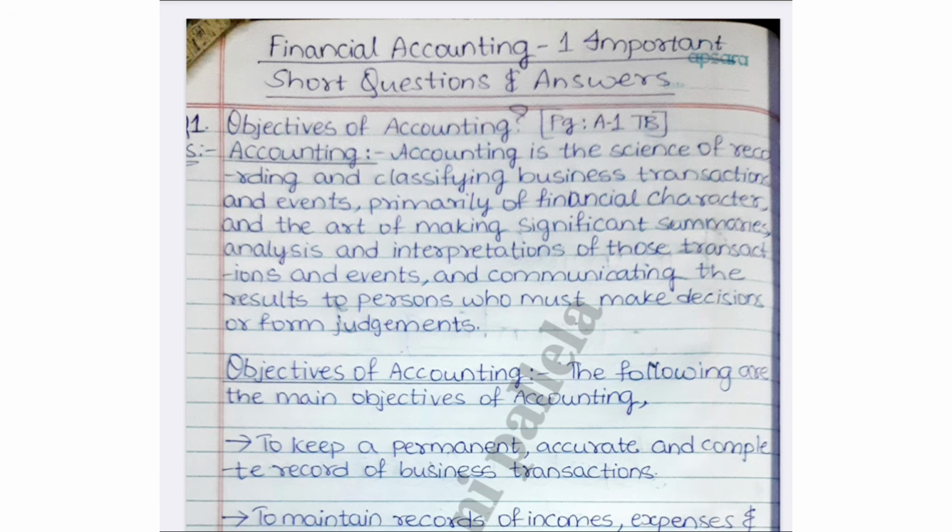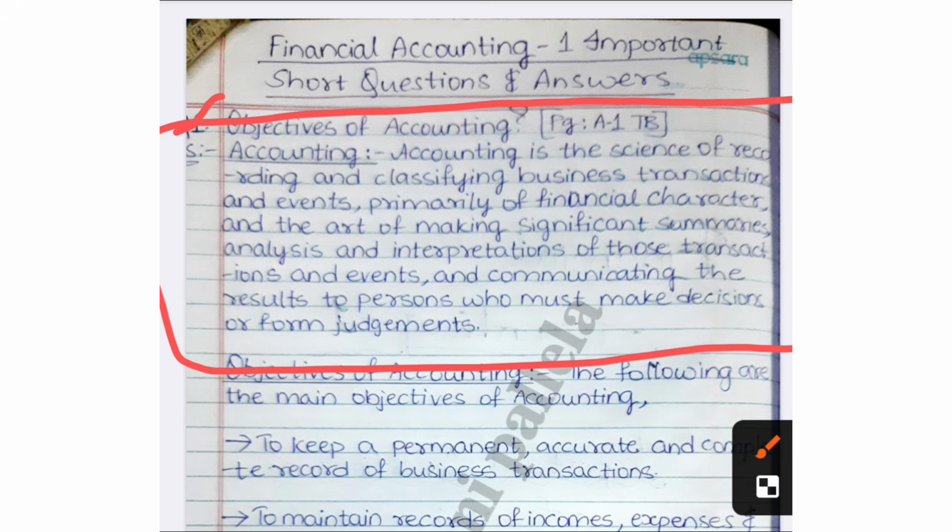First question you have: objectives of accounting. If they ask objectives of accounting, or functions of accounting, or define accounting, you need to write the definition or meaning of accounting.